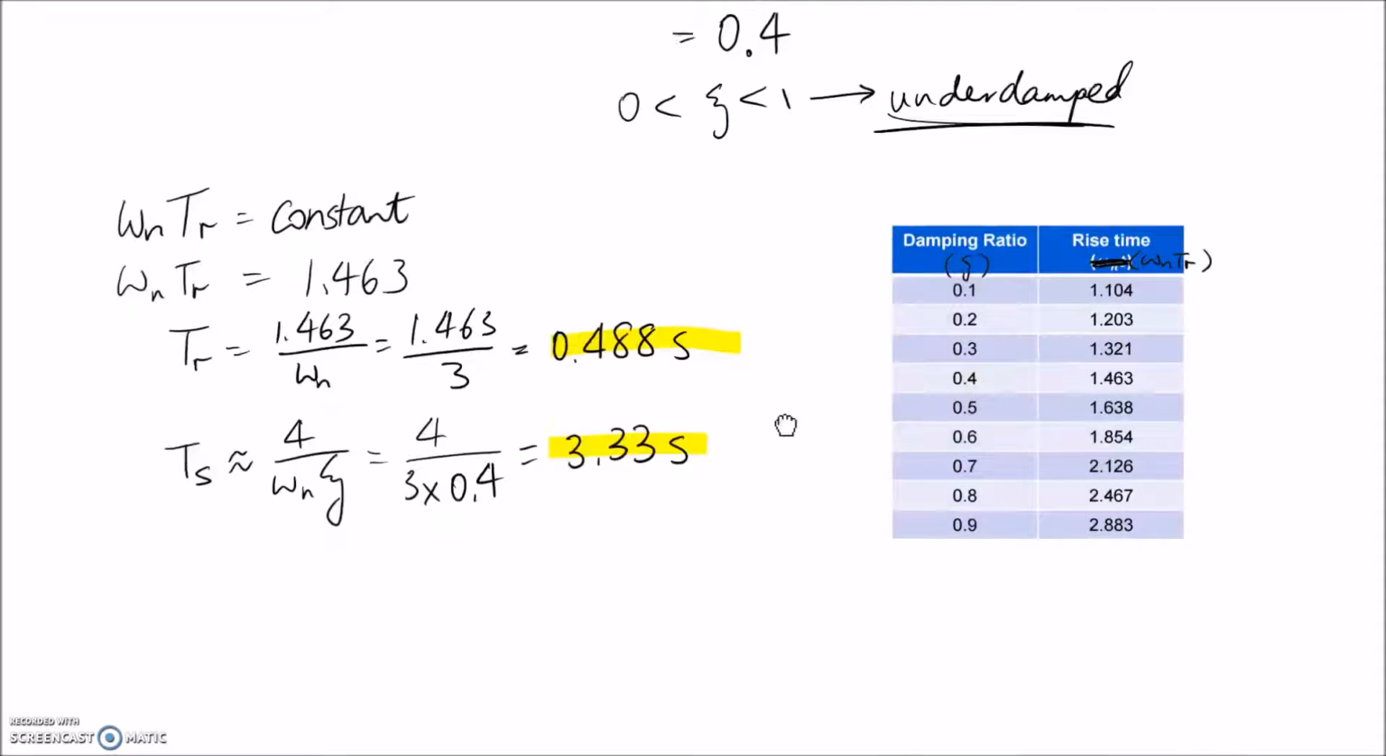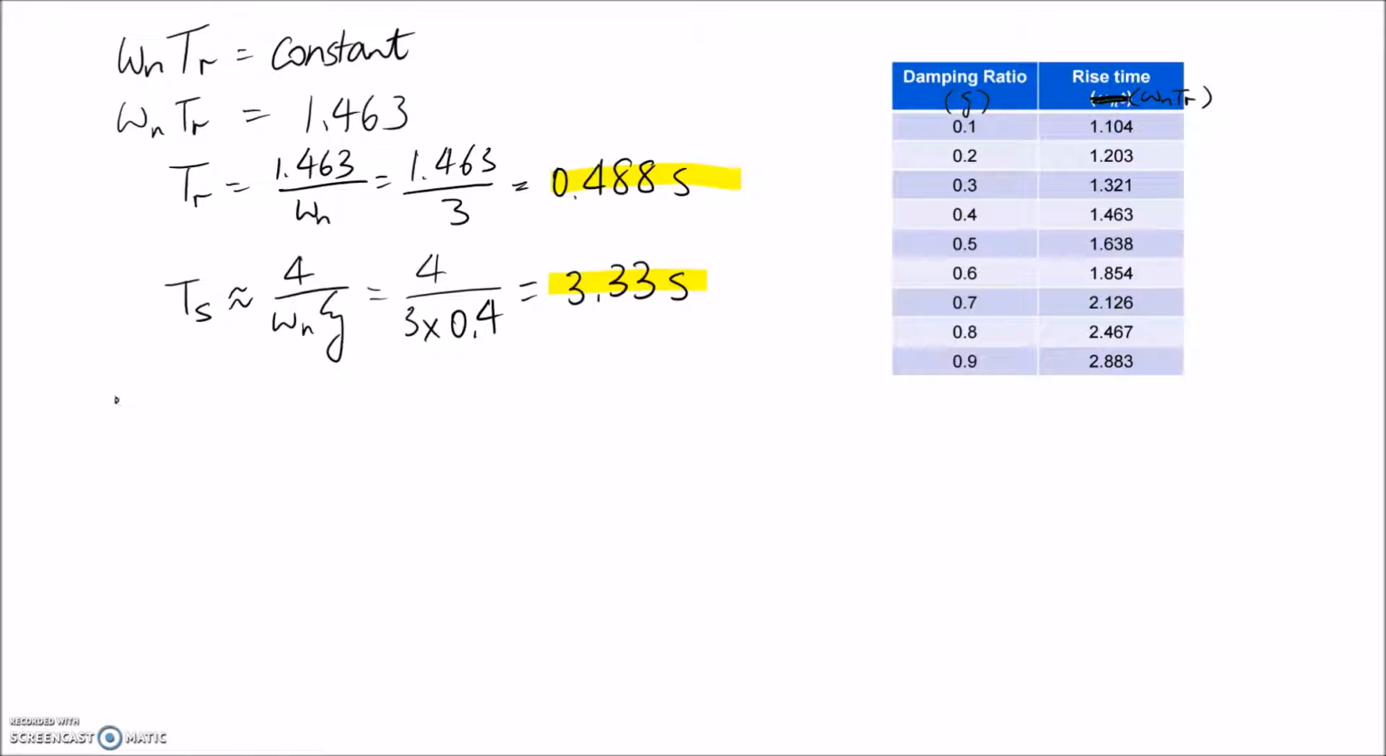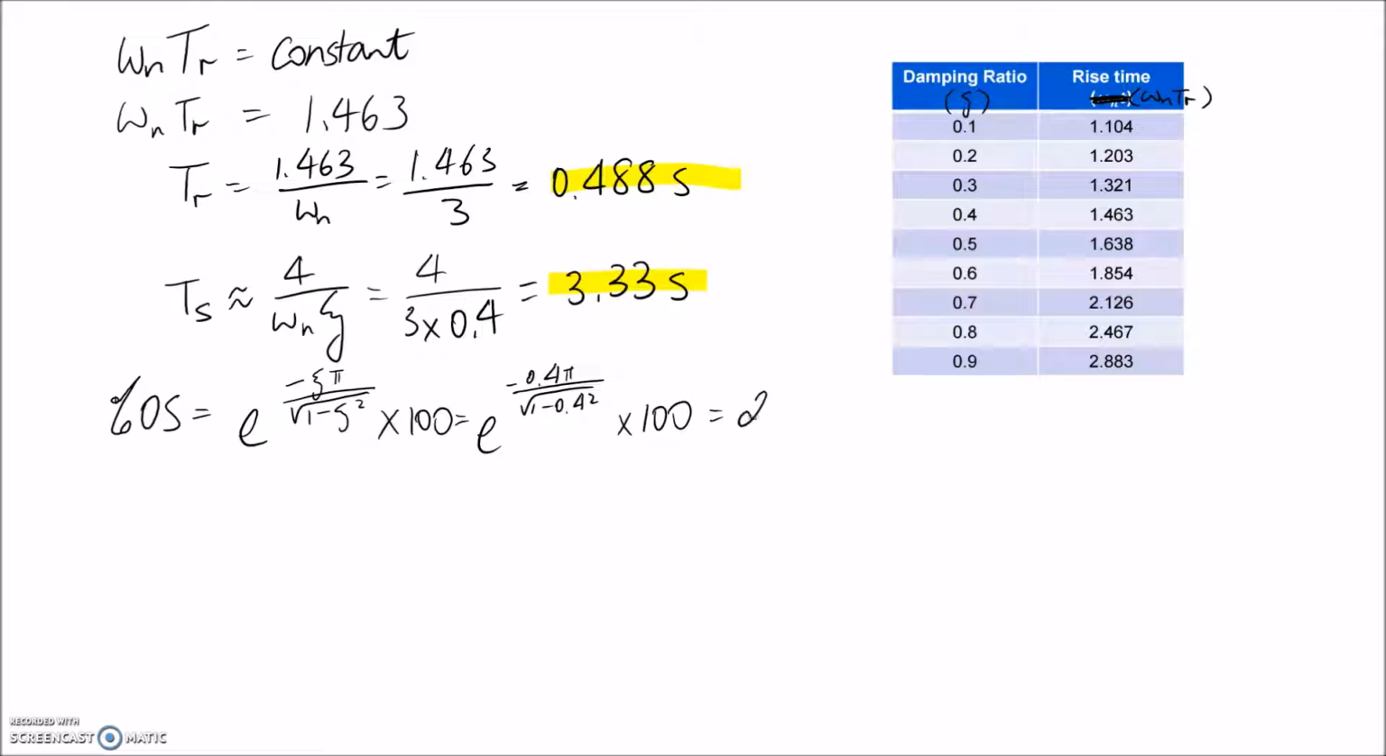Alright, the next thing I'm going to go for is my percent overshoot. So that's the general form of the equation. We just need to substitute in our damping ratio. I'm sorry, I left out the times 100 to make it a percent rather than a decimal. And this comes out to 25%.